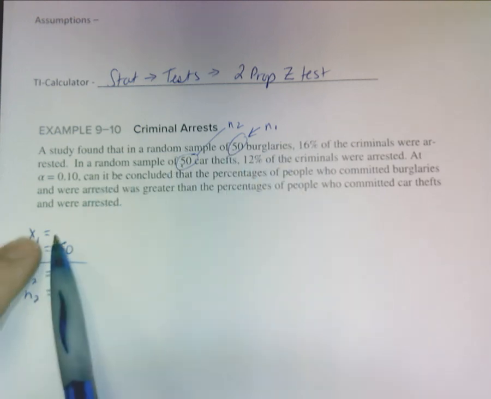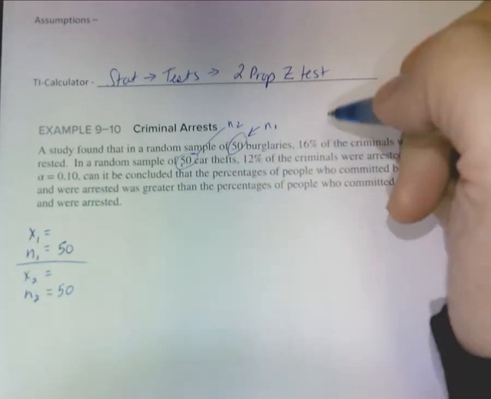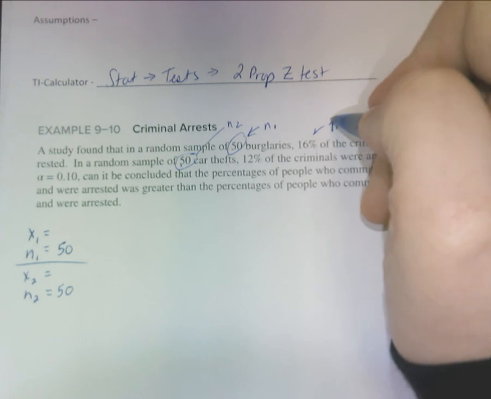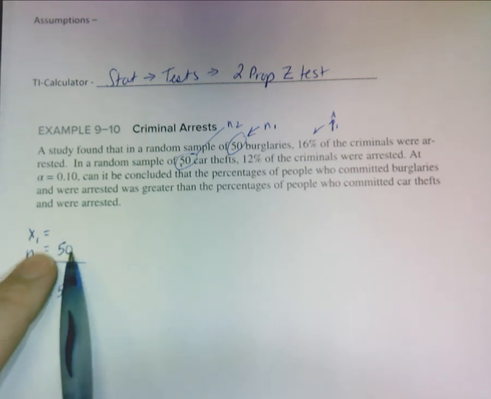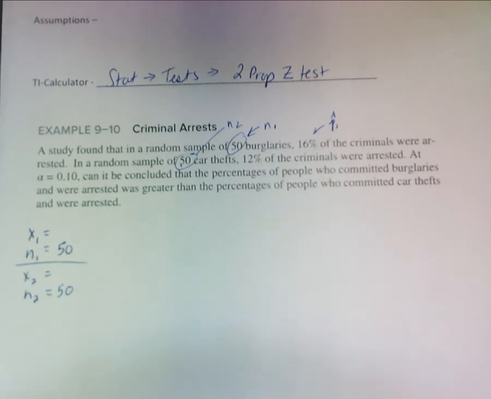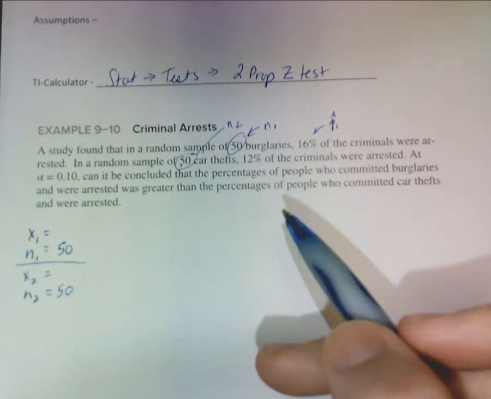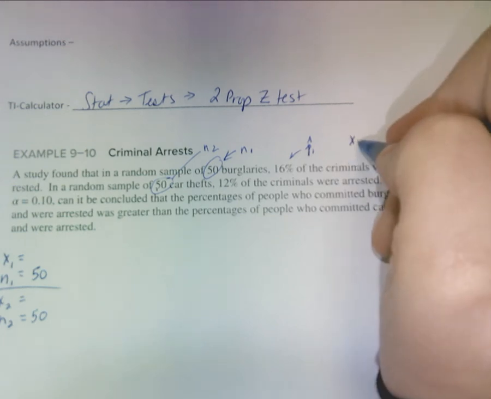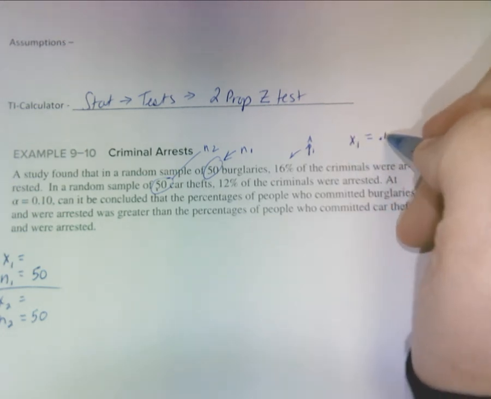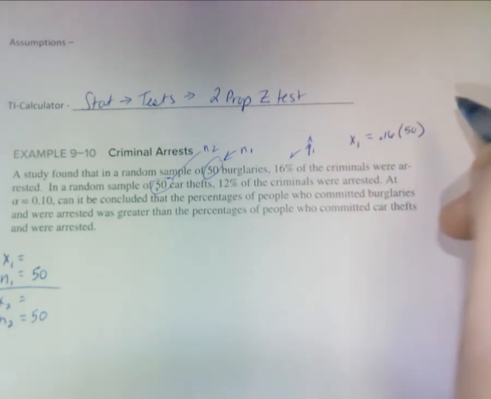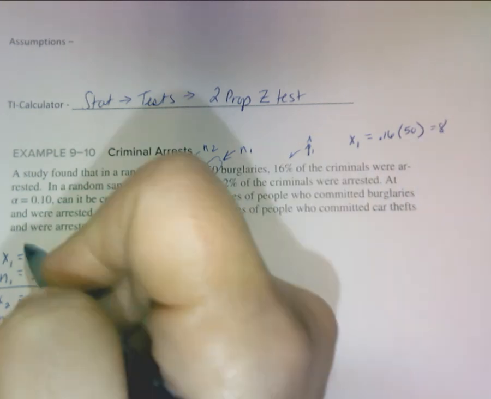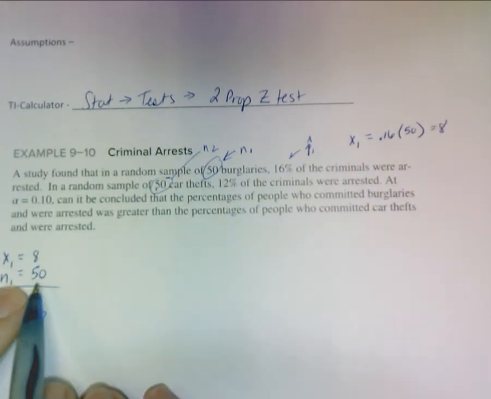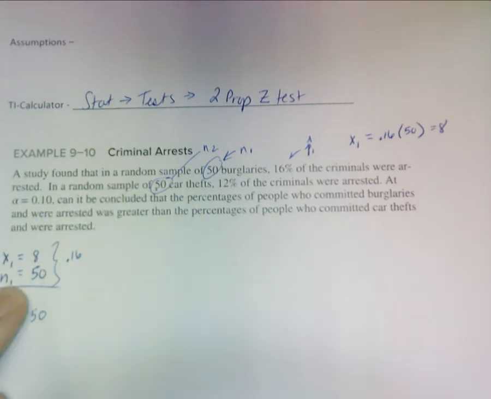You don't want to put 16%. Remember, that's a P, like your P1 hat. We need the X in the calculator. So how do we figure out the X? What out of 50 would be 16%? Well, you can write this down: X1 would be 16% of 50, which is 8, because 8 out of 50 makes 16%.